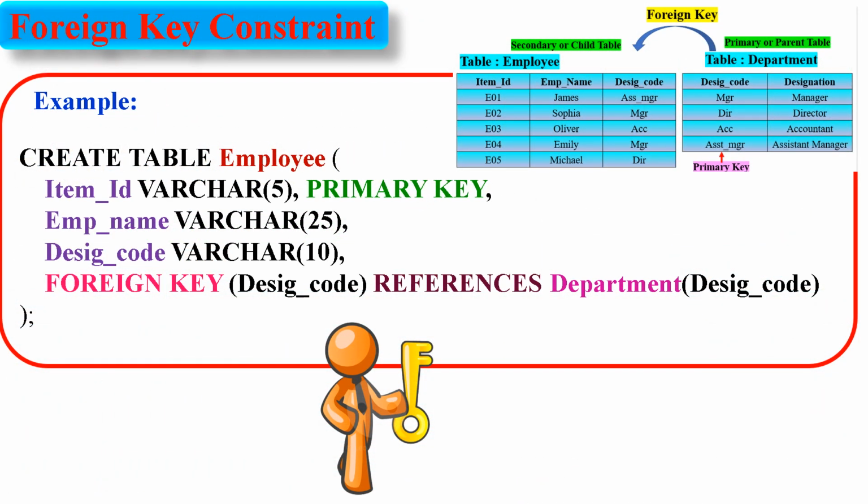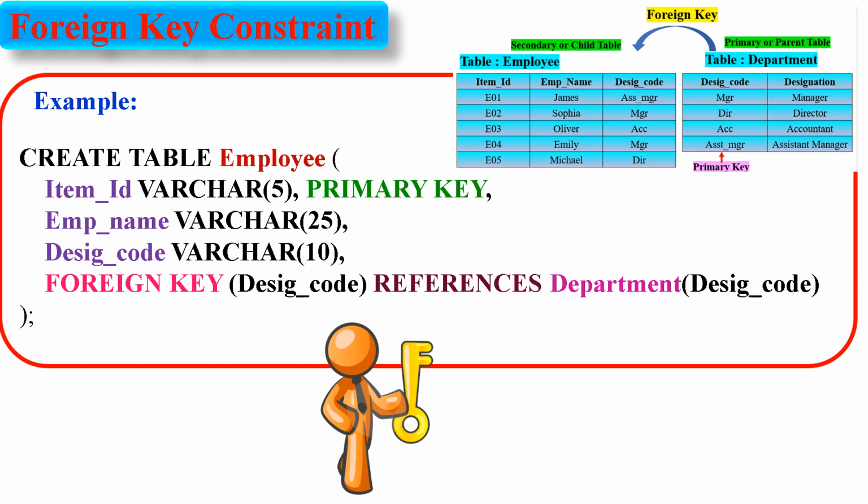Let's see an example for foreign key constraint. Assuming you have already created the parent table named department with the dsig_code as the primary key, you can define the foreign key relationship in the employee table with the following SQL statement. Create table employee, open bracket, item_id varchar of 5, primary key, emp_name varchar of 25, dsig_code varchar of 10, foreign key, dsig_code, references department, of dsig_code, close bracket semicolon.